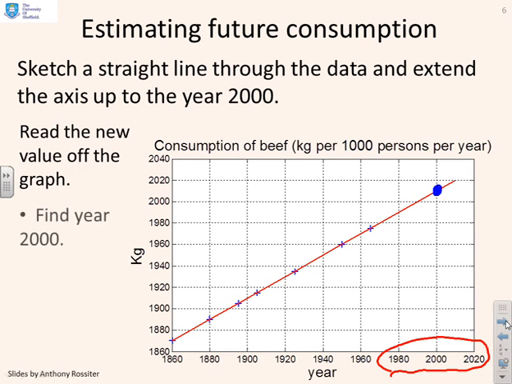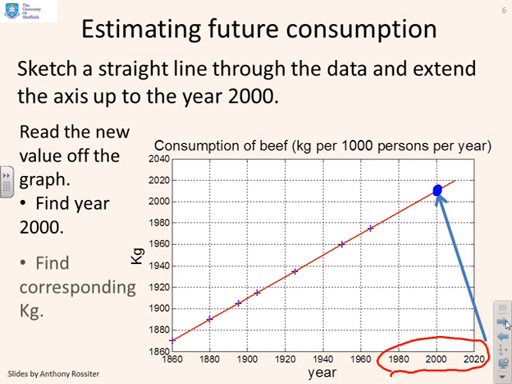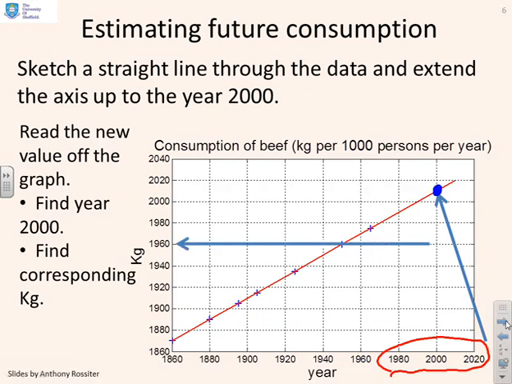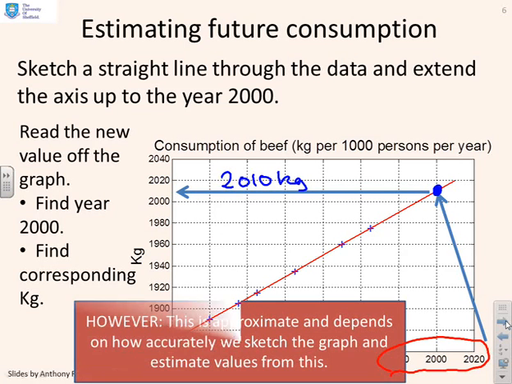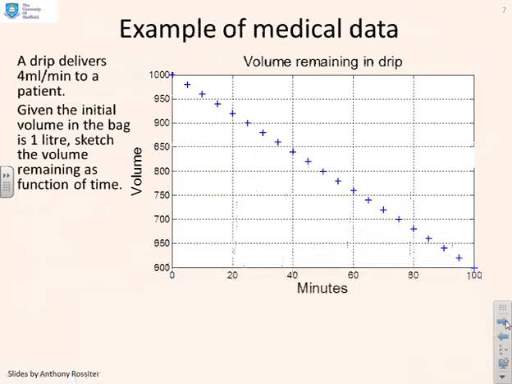Okay, once we've got that point, so we've found the year 2000, there it is marked with the arrow, and then we can find the corresponding kilograms. There it is. It's about, if I write it, 2010 kilograms. However, there's a bit of an issue here. What you'll notice is I've done these things by hand, and so this is approximate. And it depends on how accurately we sketch the graph and how well we can estimate values from this.